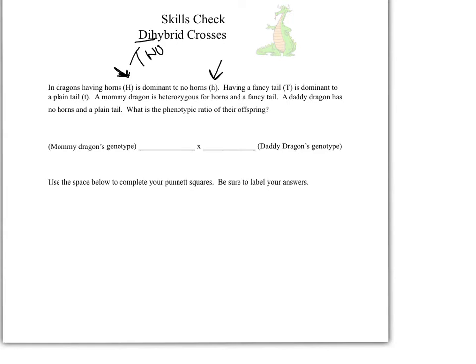And then we're going to look at a second trait because we're looking at two different traits. And so if you have a fancy dragon tail, that means you have at least one big T. But if you have just a normal plain tail, whatever that looks like, then you're going to have a little t. And so same thing, you can have a fancy tail and be big T, or you can have a fancy tail and be big T, little t. But the only way to have a plain tail is if you're little t. Does that make sense so far?